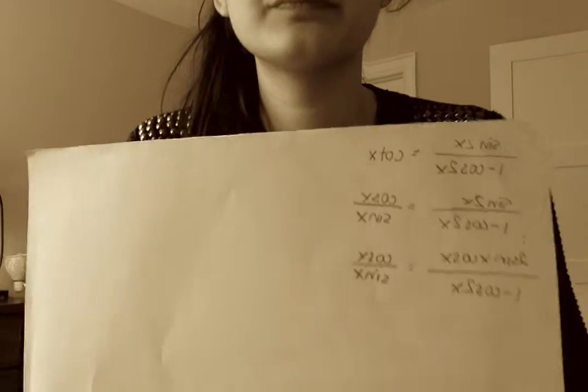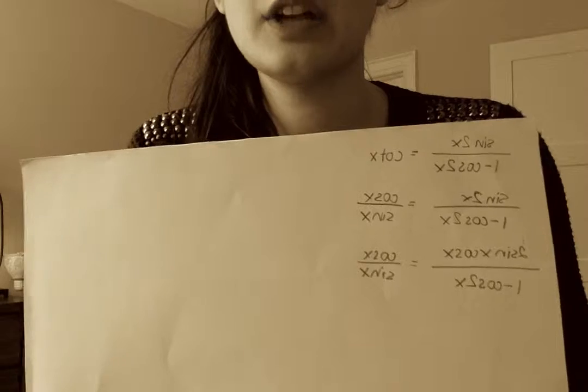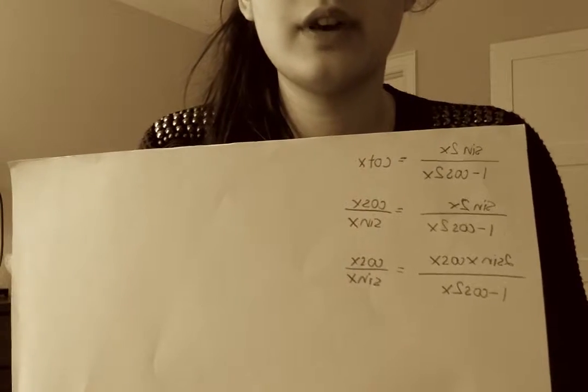The next thing I'm going to do is expand sine 2x and put it in terms of both sine and cosine. Here's the formula, and it is sine 2x equals 2 sine x cos x. I'm doing the steps one at a time. So then I have 2 sine x cos x over 1 minus cos 2x is equal to cos x over sine x.